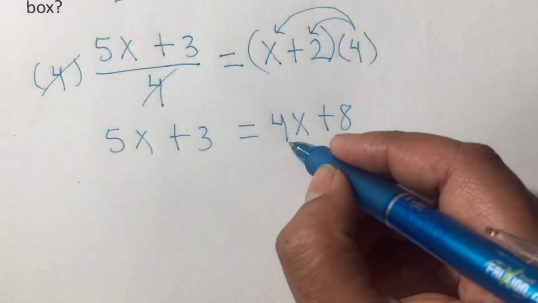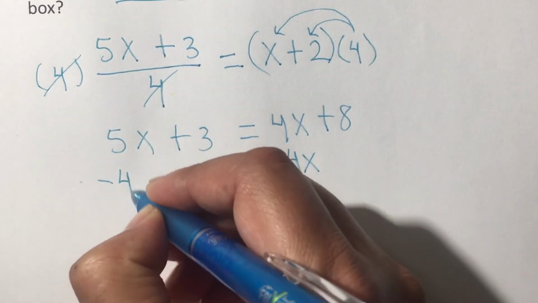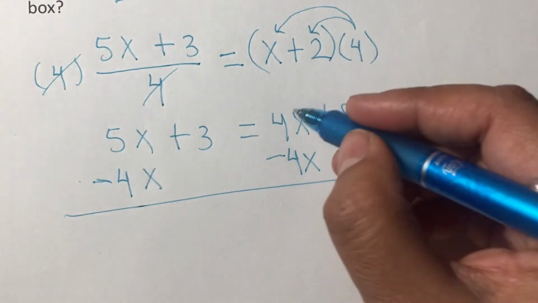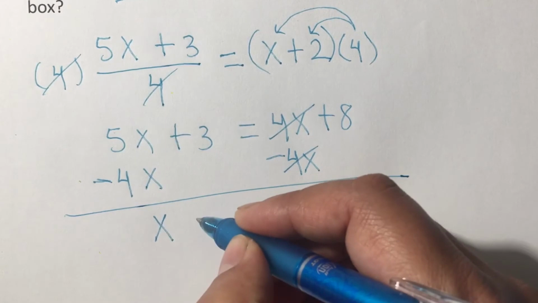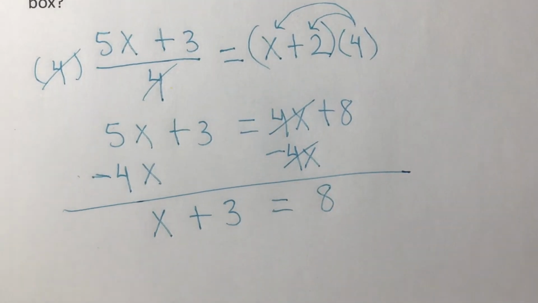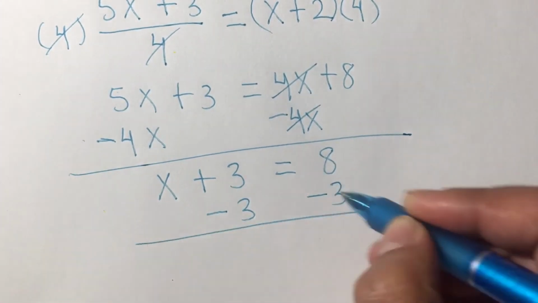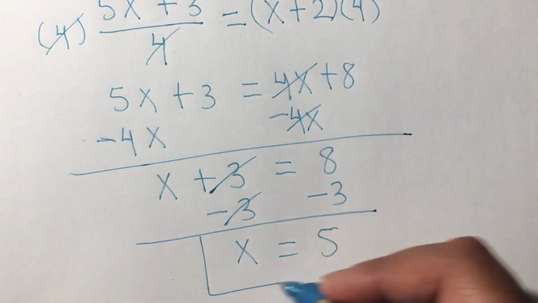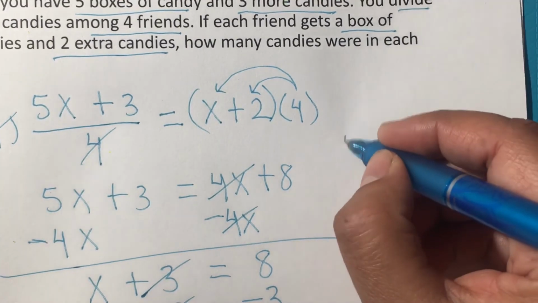And now we start canceling. If we have variables on both sides, we have to cancel by subtracting or adding the whole term, including the x. 5x minus 4x is x. Bring down the 3 equals 8. If we're adding, the opposite is to subtract. And x is equal to 5. Each box has 5 candies.